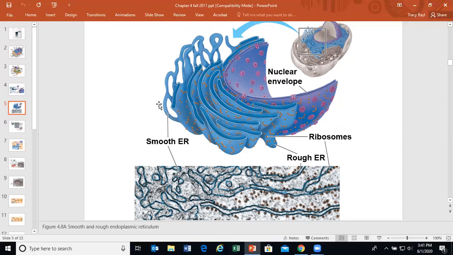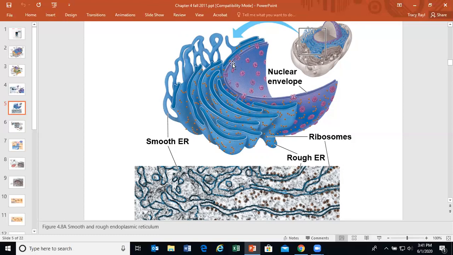As far as function of each, so the rough ER, because it has ribosomes, it is instrumental in protein synthesis. You cannot make proteins without ribosomes. So the rough ER makes proteins. The smooth ER, because it lacks ribosomes here, the smooth ER is the site of lipid synthesis. So it is the site of lipid synthesis. So it makes lipids.